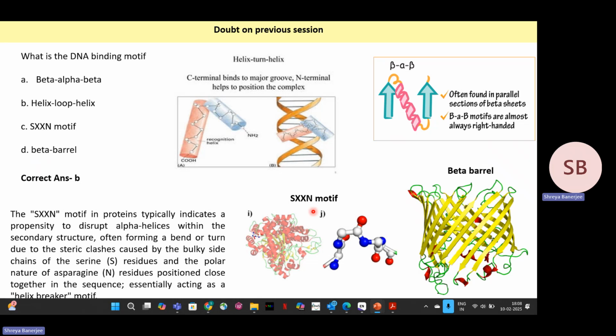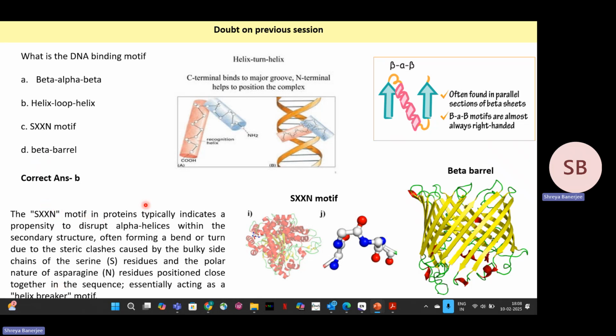This is a simple tetrapeptide sequence, but the importance of this is that it acts as a helix breaker. You can see this is a helix that was there, and the SXXN motif is breaking the helix. So the helix ends here, and again, there are turn structures, and later a new helix forms. So wherever this tetrapeptide sequence appears, there is a break in the helix. So I'll read this part here.